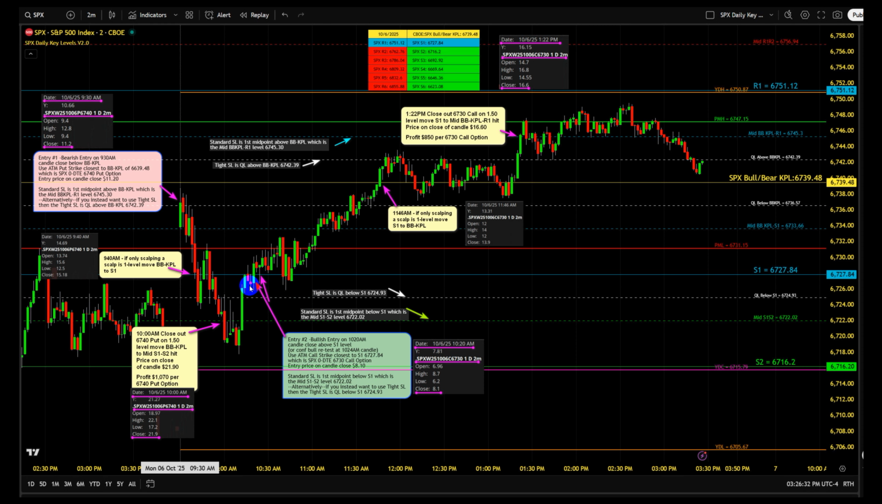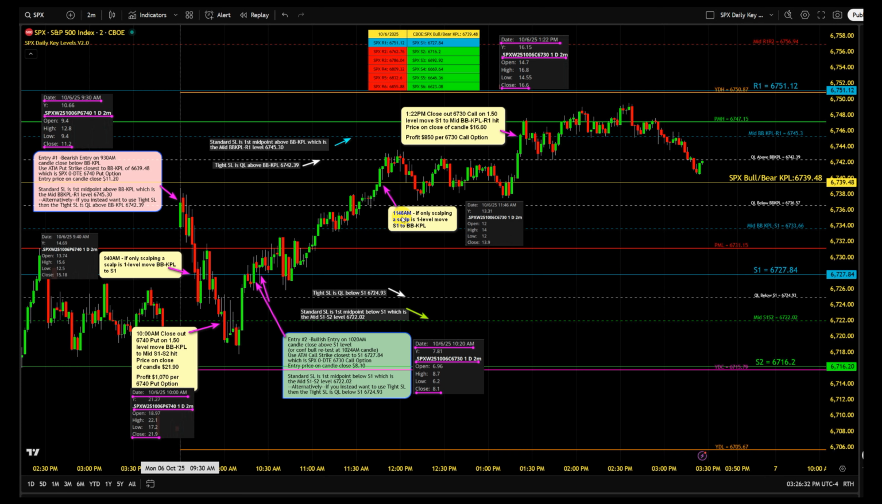Okay, so you have the same process here. If you're just scalping, then you're just looking for a one level move. What is a one level move from S1? It's a full one level move back up to the bull bear key price level. Because this level here above is a half level move, and then this is the next full level.